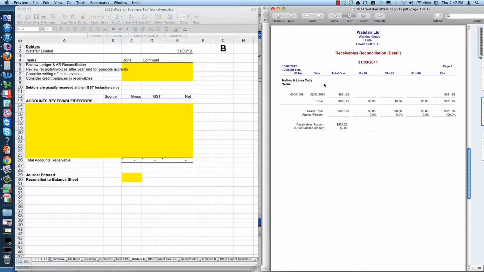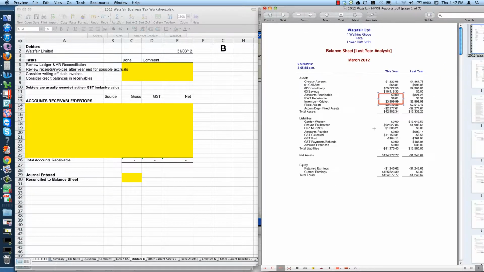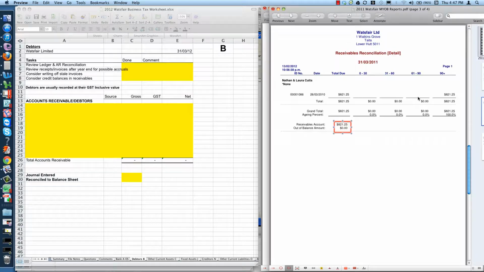But what you're looking for here is you're looking to make sure that the balance in the debtors ledger from MYOB is balanced. So I look down here. So last year, if we go back here, we can see that the balance for last year, oops, it's a bit too big. Balance for last year was 821.25. And that's what this report totals, is 821.25, and it says out of balance amount 0.